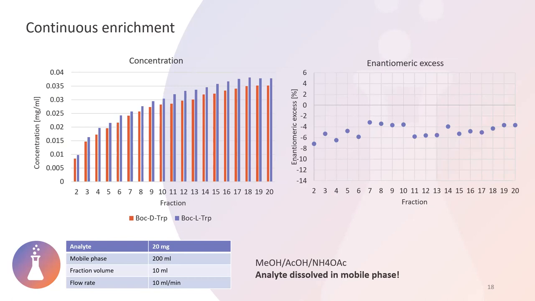a higher throughput through the column, which is briefly what you can see here in 20 fractions. We just dissolve the analyte in the whole amount of the mobile phase and let it run through the column. And surprisingly, the enantiomeric excess remained quite the same, or at least the direction of the line isn't that steep.